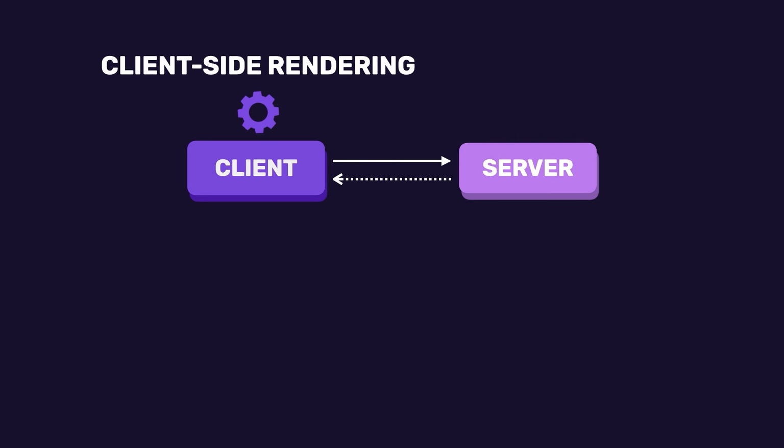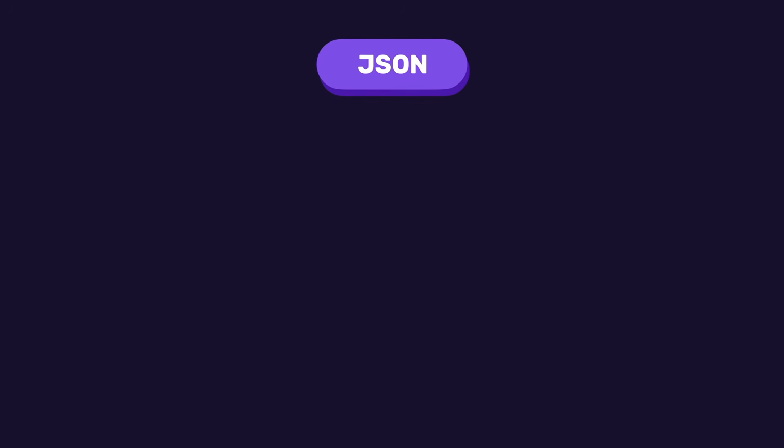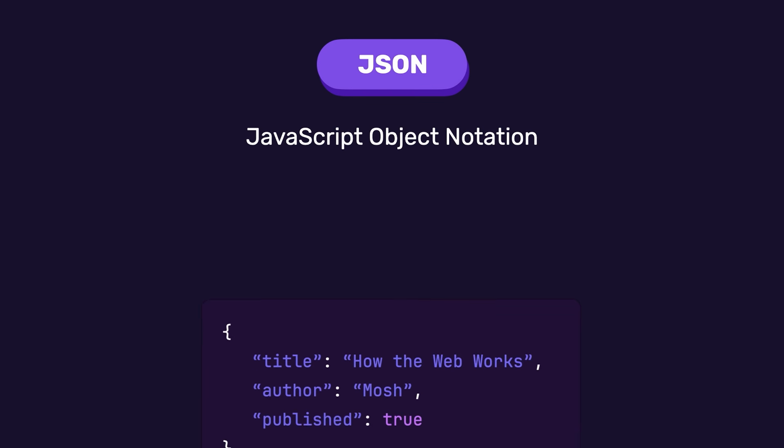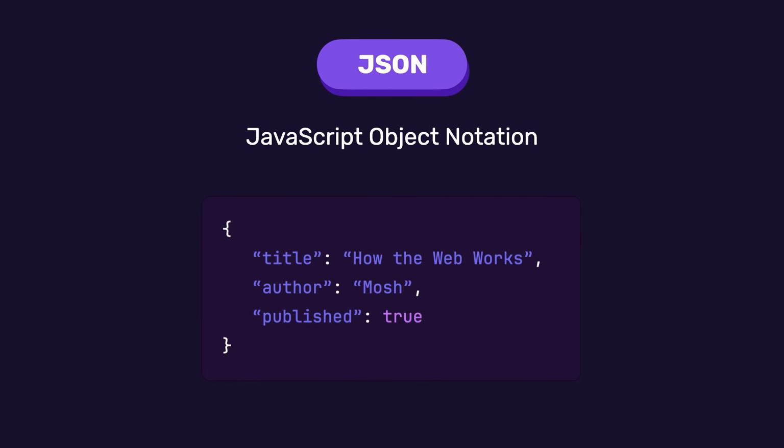This approach is called client-side rendering or CSR, meaning the rendering or generation of the page is done on the client. Okay? So in this case, the server doesn't return an HTML page, but instead sends data in a format called JSON. That's short for JavaScript Object Notation. It's the syntax we use for representing objects in JavaScript. So we represent an object with curly braces, and inside the object, we have a bunch of key value pairs.